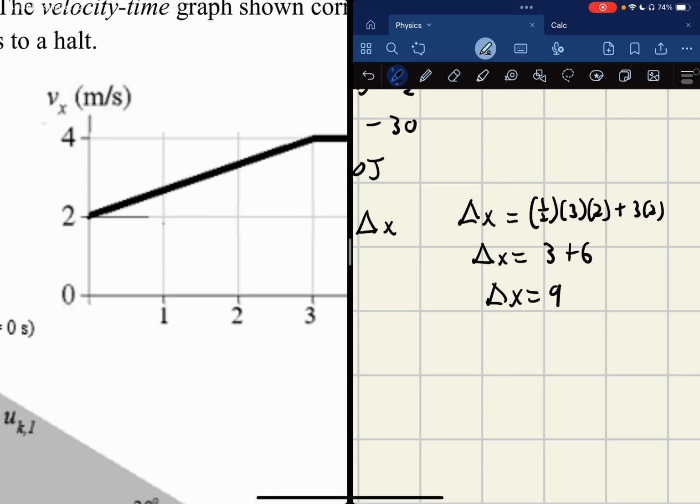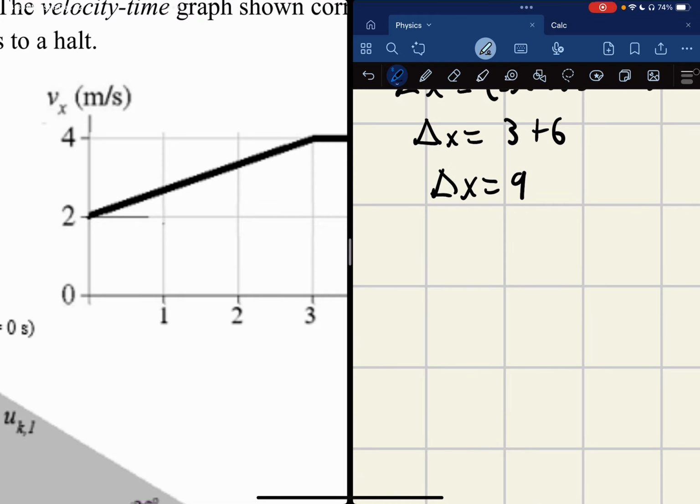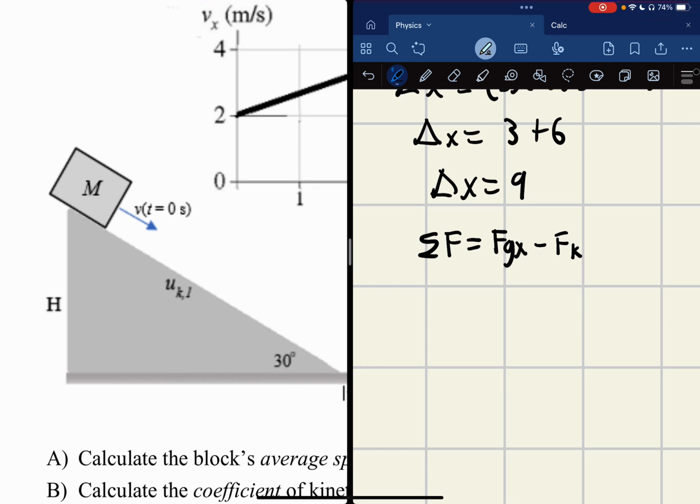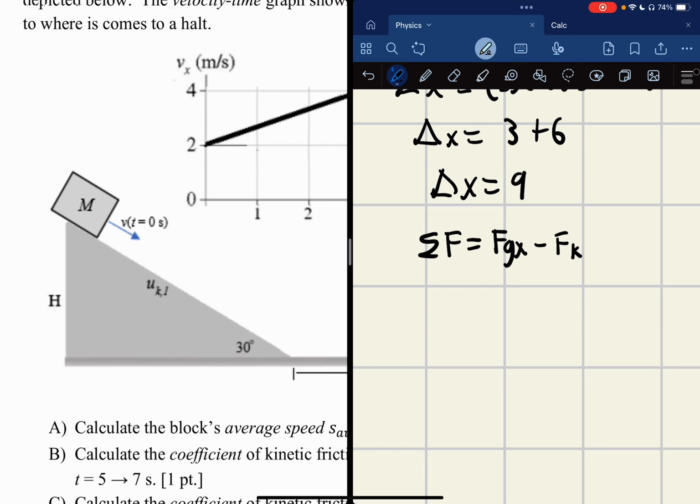So displacement x is equal to 9. From here, we need to find what net force is. Net force is equal to Fgx minus Fk. Fgx, because it's on an incline, is a component: you're going to have a triangle, with this as a reference angle and the box right here. This is Fgx, parallel to its displacement.